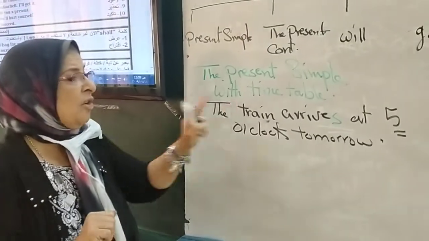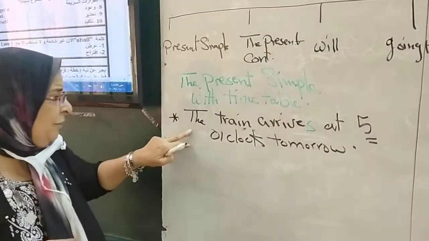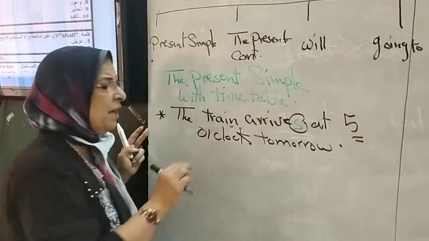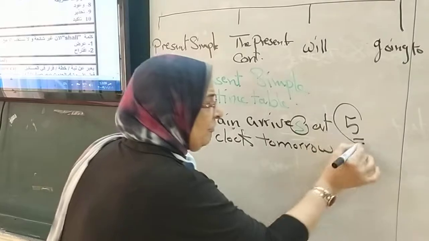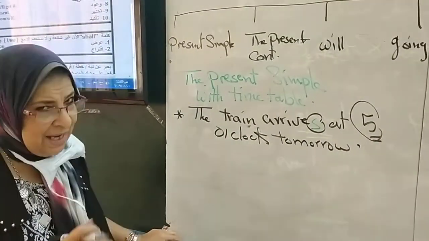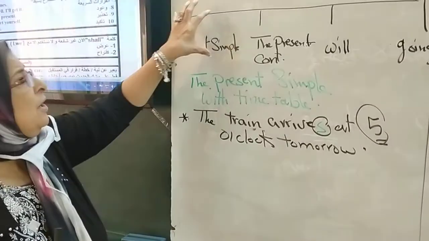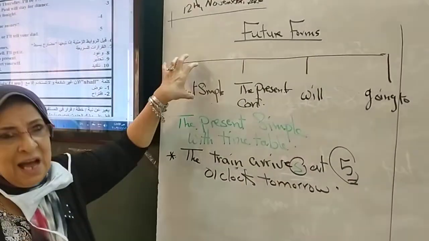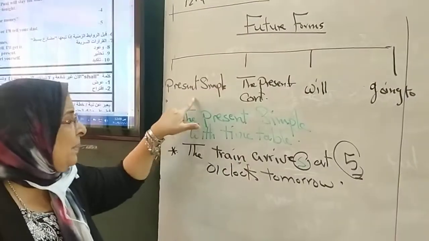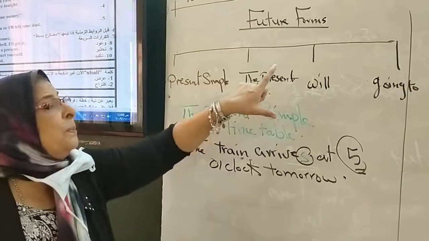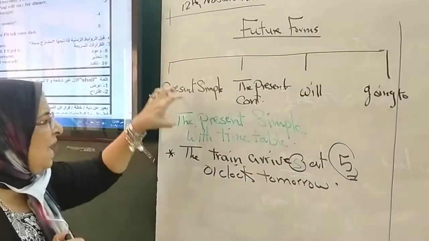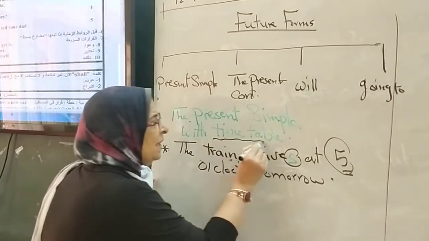Okay, the train arrives at 5. You have to notice that we use the present simple by adding S with the train because we have 5, a certain time, or we can say a timetable. Again, I want to remind you that to express the future, we have 4 ways: the present simple, the present continuous, will, and going to. To use the present simple, you must have a timetable in the sentence.